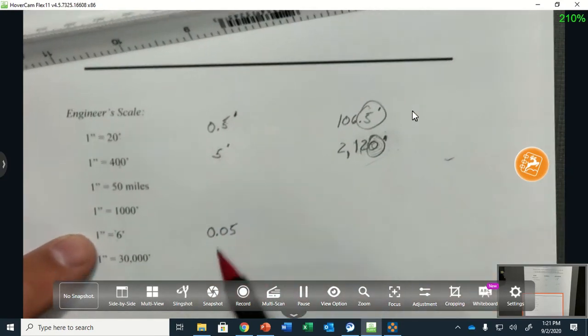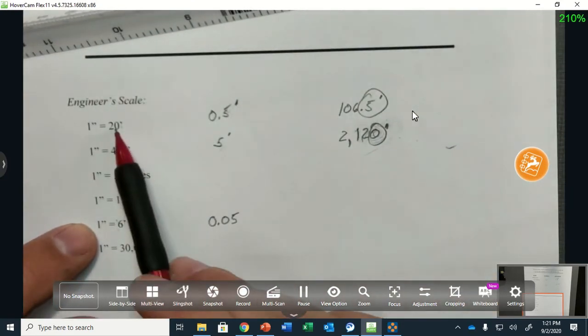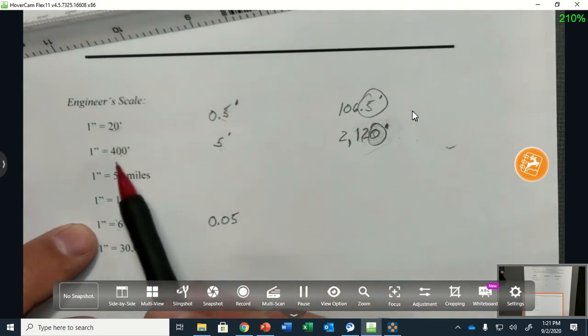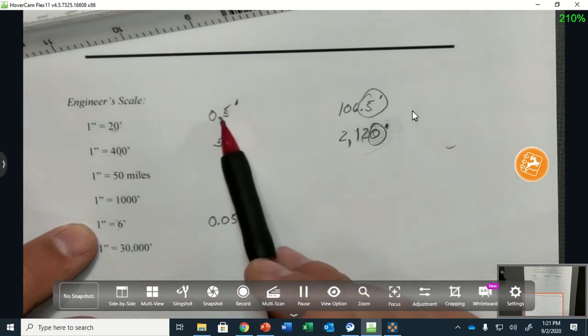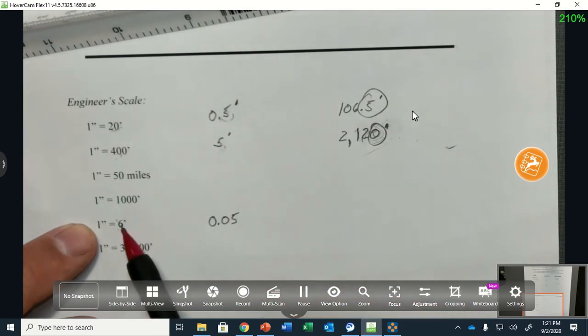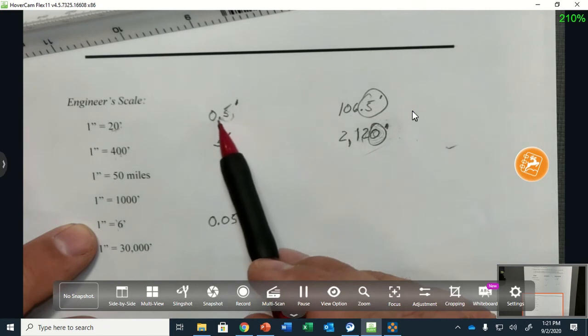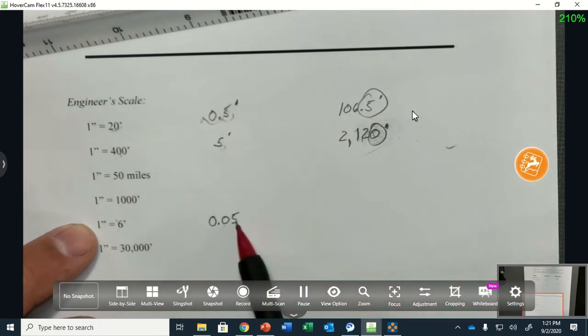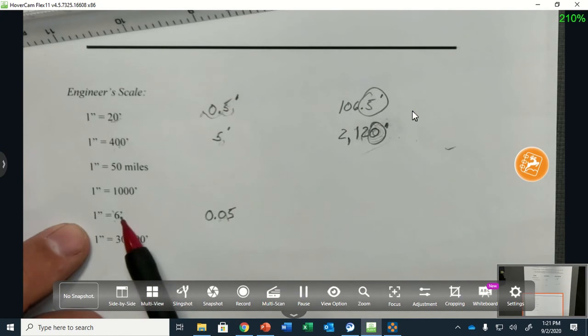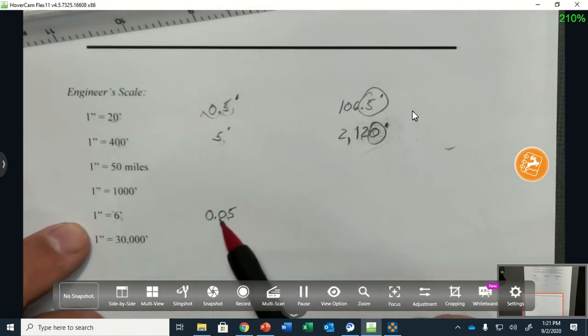0.05. So you notice what's happening here. 1 zero at the end of my scale, 0.5. 2 zeros, what happened to the decimal place? It moved to the right, 5. My 0 goes away, I go from 0.5 and I move my decimal place to the left. I get 0.05. So now my answer here, because there's no 0 at the end of my scale, has to end in 0.00 or 0.05.